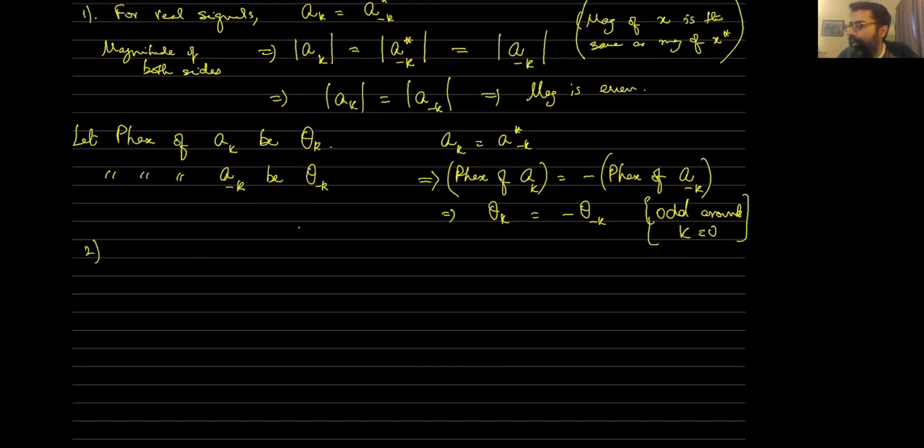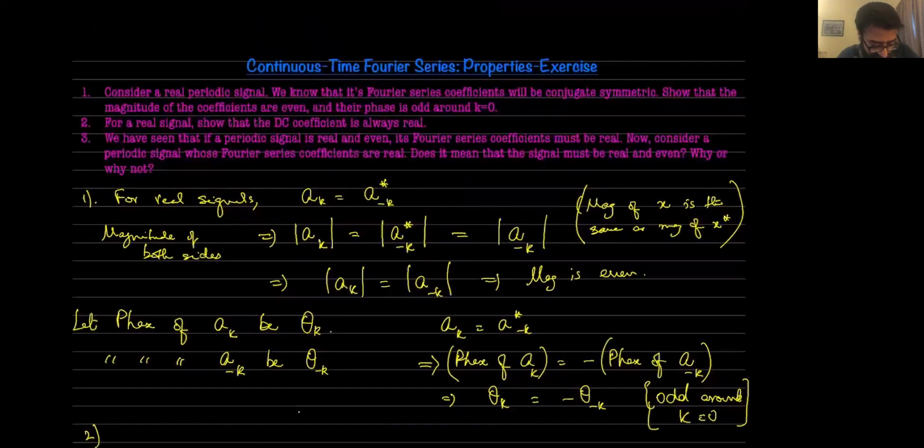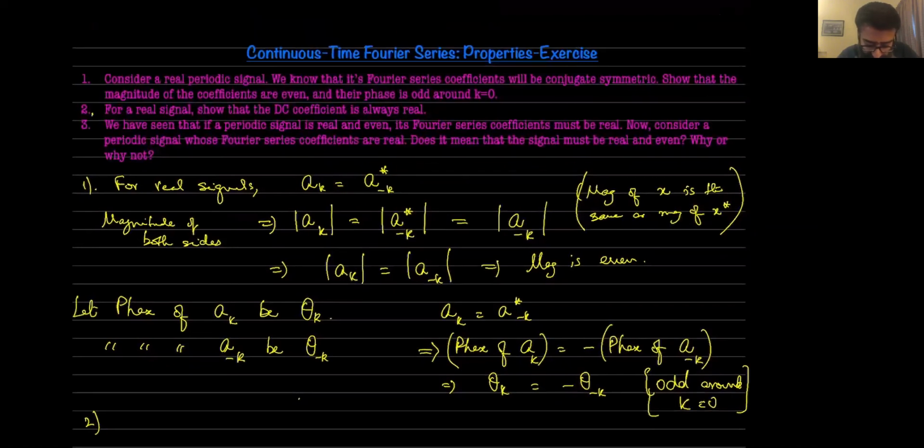So Zehra, can you say something about part two? Can you unmute your mic? Can you hear me? Yes, I can hear you. Sir, in the second part, if you write the analysis equation for A naught and A naught conjugate, they actually turn out to be the same. So that means A naught is equal to A naught conjugate, so it must be real. Okay, good.